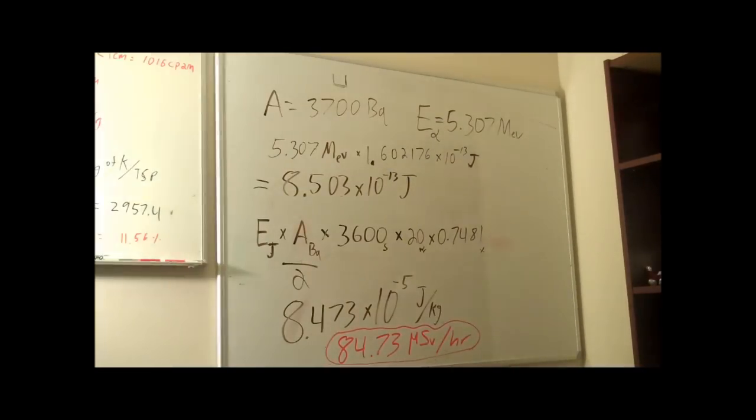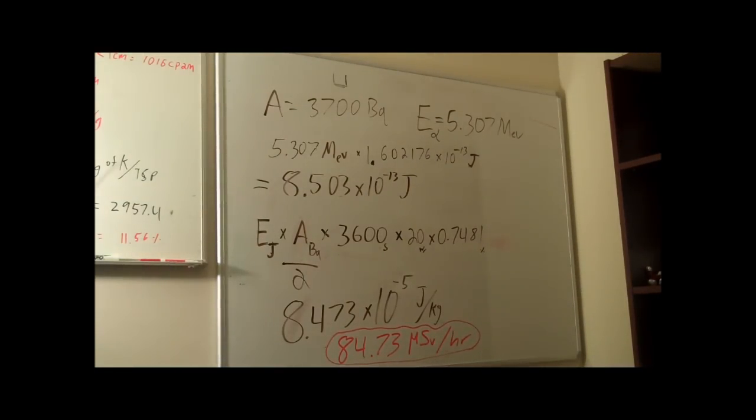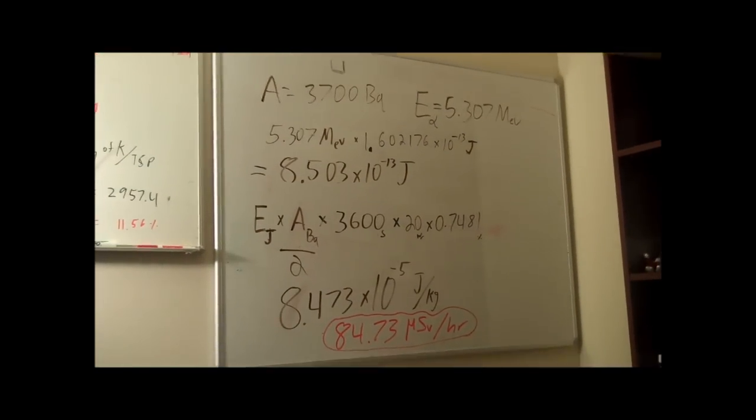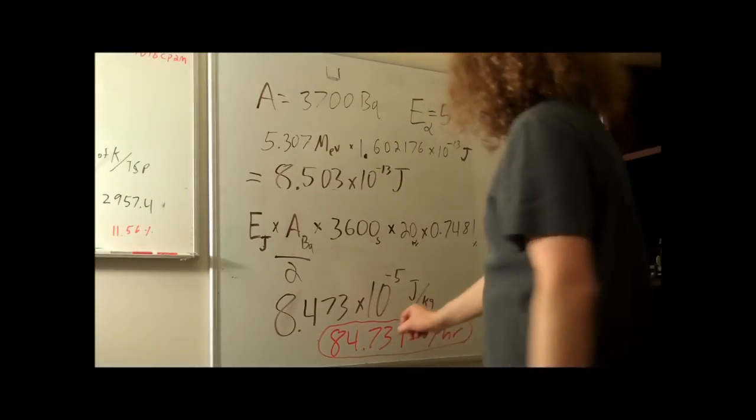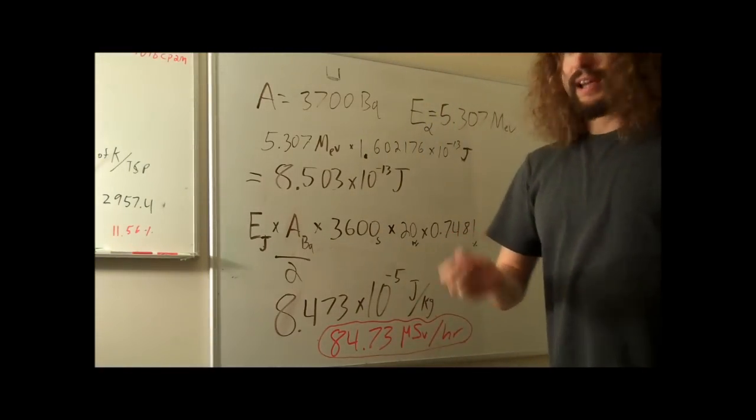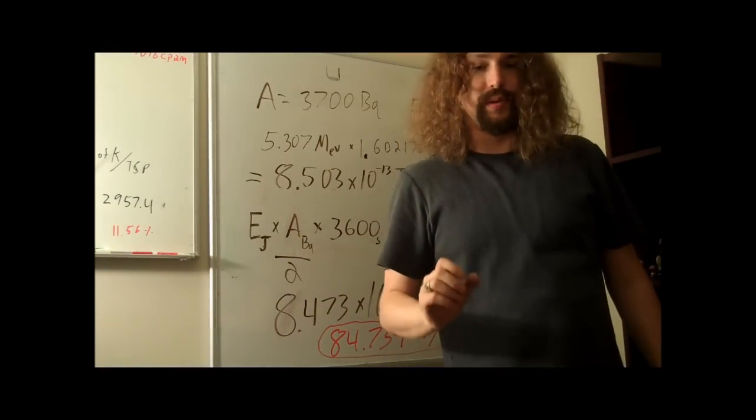Is my math right? Who knows? We'll find out later when I get my comments back from everybody telling me it's wrong and bad and I did everything wrong. But that should be about accurate. Now we know that that tiny little polonium sample that I have should be putting out this many microsieverts per hour. Let's calibrate the Geiger counter so it reads that.